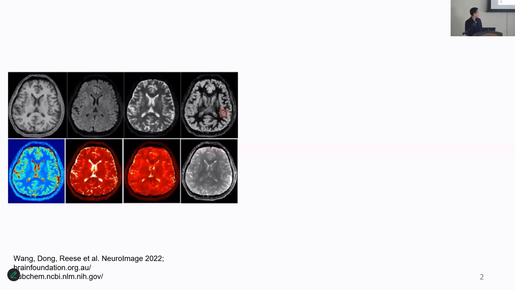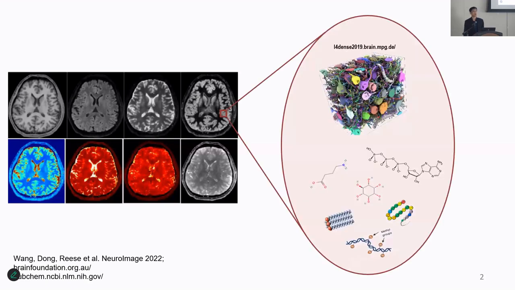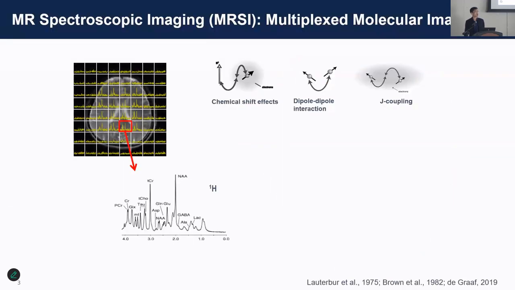In the meantime, if you zoom into an individual voxel, you see a tremendous level of molecular and cellular complexity, which cannot simply be captured or explained by just a few pixel values. MR spectroscopic imaging, so-called MRSI, is one of the tools that allow us to resolve this molecular-level complexity at the tissue level by combining the imaging encoding of MRI and the chemical specificity of NMR spectroscopy. We can obtain a spectrum for each voxel that looks like this, with different peaks coming from different molecules in the body.